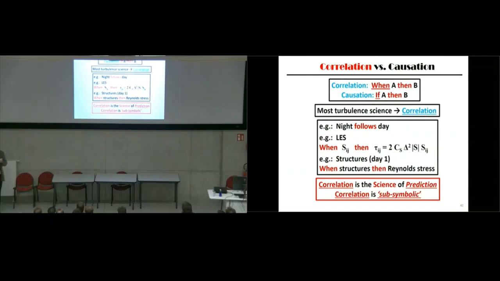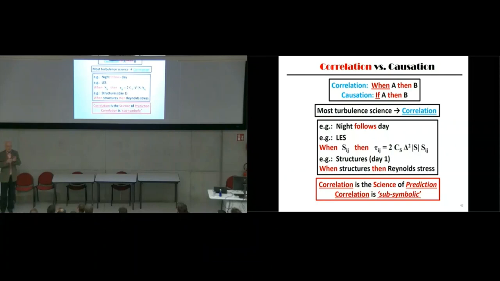Correlation is the science of prediction. You see this happening, you say, well, this is probably going to happen, but you don't know why, okay? If you remember this distinction between symbolic and subsymbolic intelligence, correlation is basically subsymbolic. It's what happens when you do a linear fit, or a nonlinear fit, or a complicated theory, but you're just describing the world, and you're using that to predict something.